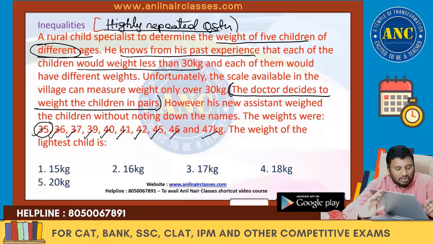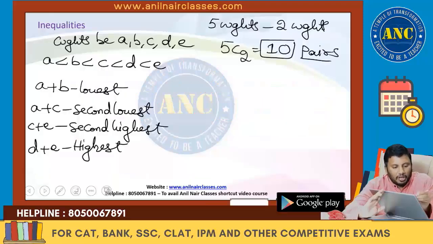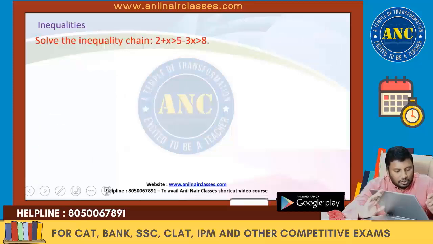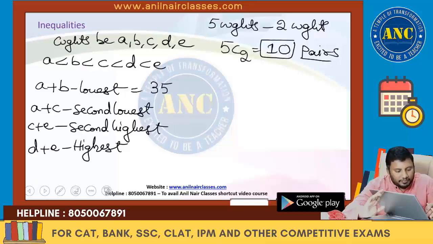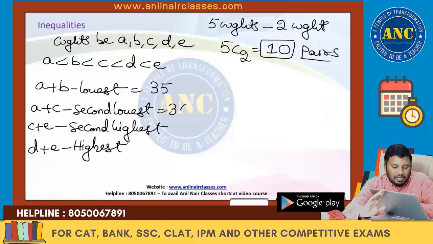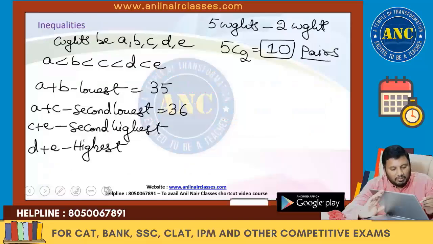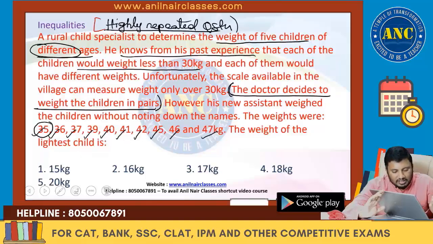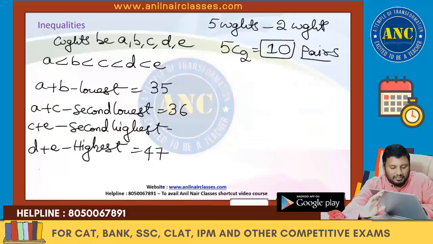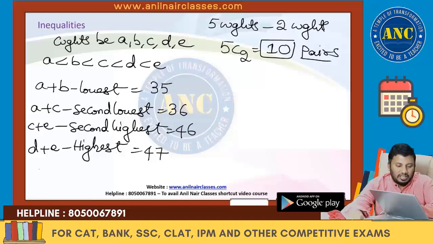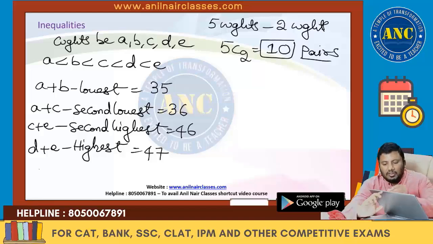Lowest is nothing but 35, A plus B is 35. Second lowest is 36. Highest is 47. Second highest is nothing but 46. Now if you see, there are 10 pairs.